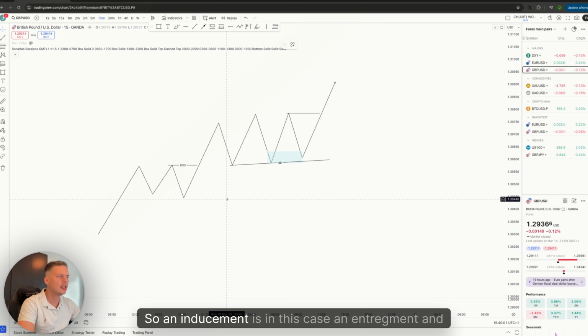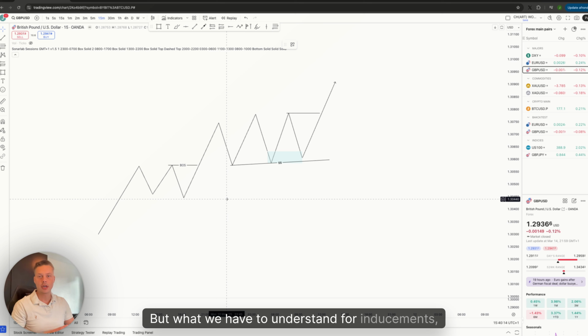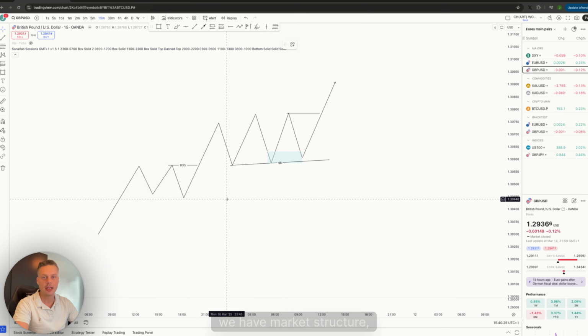So an inducement is, in this case, an entrapment, so to say, attracting buyers into the market on very obvious places. But what we have to understand for inducements, we have to understand what other participants in the market are doing. So we have a few examples. We have support and resistance, we have trend line, we have market structure, we have Fibonacci.